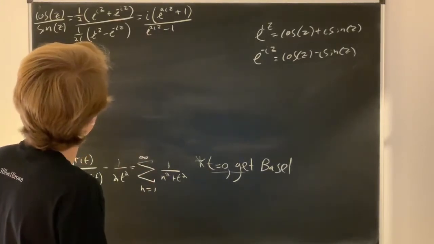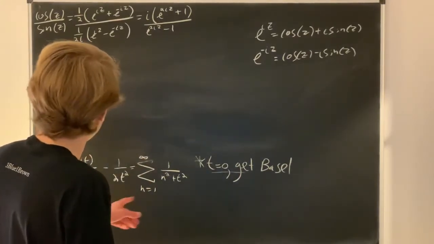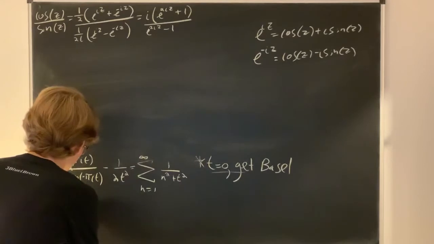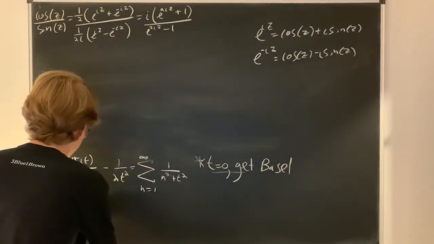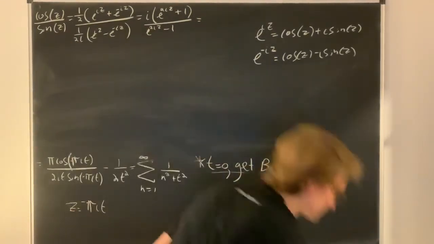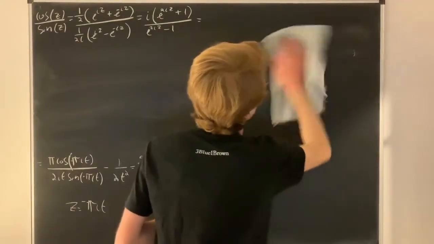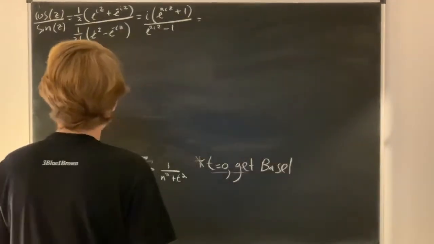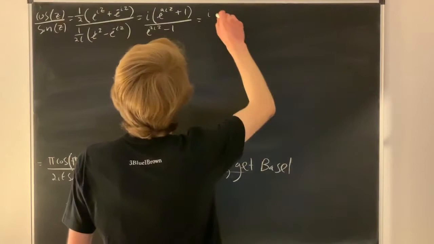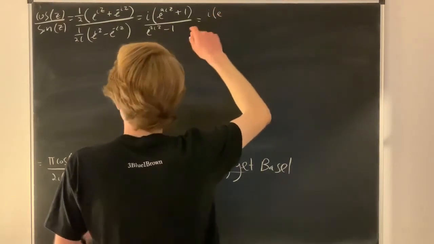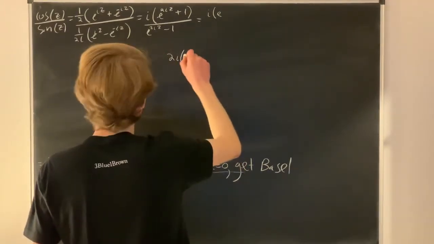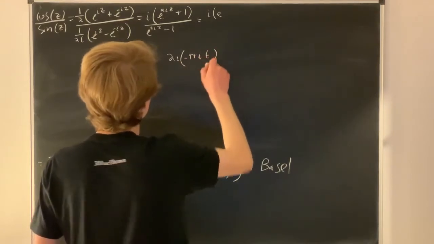Okay, now remember, if you look here, this z is really negative pi it. So I'll erase Euler. So if we plug in negative pi it, we're going to get i times e to the 2 pi, so it's going to be 2i times z, and we know z is negative pi it.